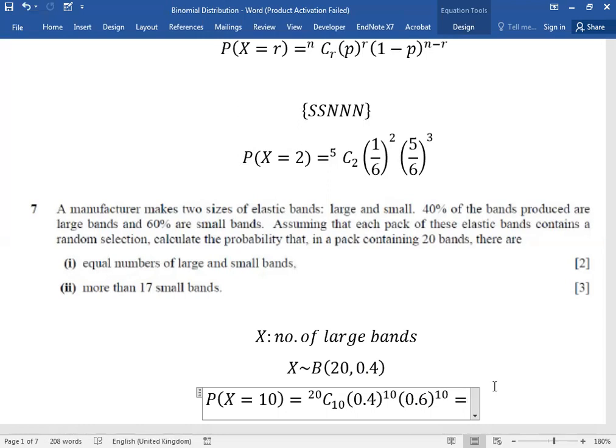Since we are going with large bands, we take 40% and 20 bands. If you directly did 40% of 20, that would have given you an average number of large bands. 40% of 20 would have provided you with an average number of large bands. That is not what we need; we need the probability that if I pick out a packet, half of it has large bands. What was the answer, kids?